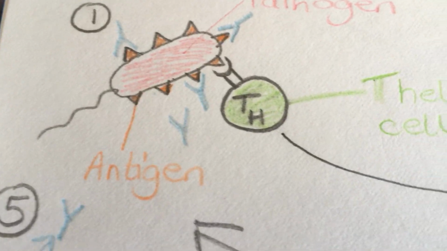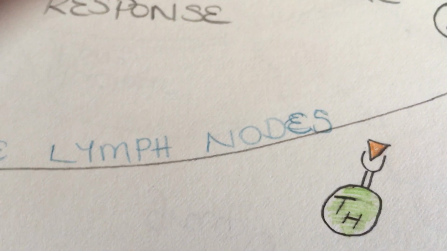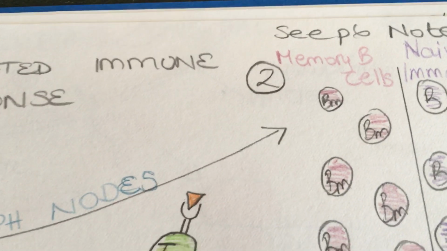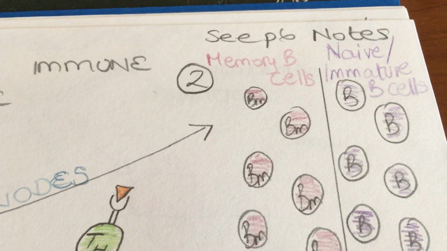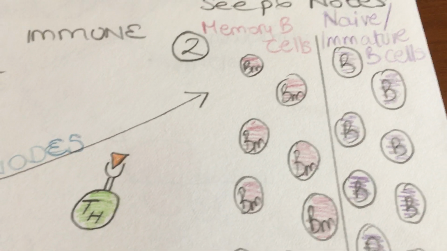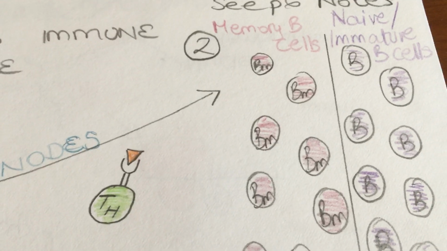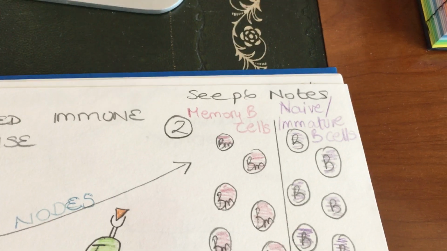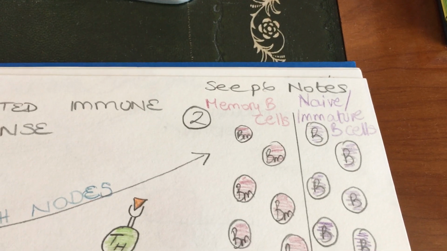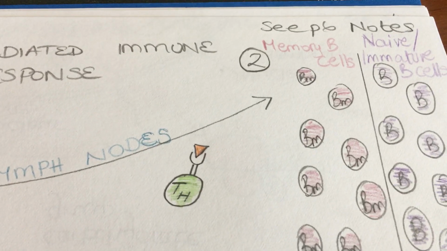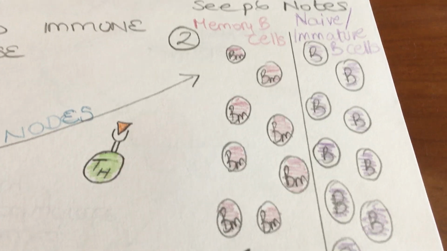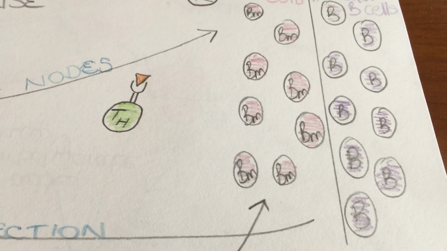So the T helper cell then travels to the lymph nodes. Now we have these in our throat, under our armpits and in our groin. So in the lymph nodes, we have a couple of different types of cell. We have memory B cells and naive or immature B cells. The memory B cells here have a little B and an M next to them, and then the naive or immature B cells just have the B attached to them.